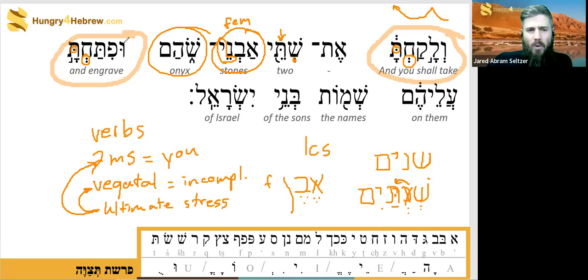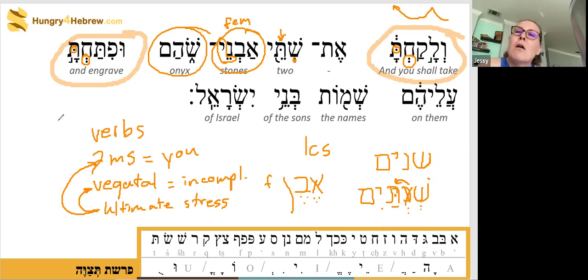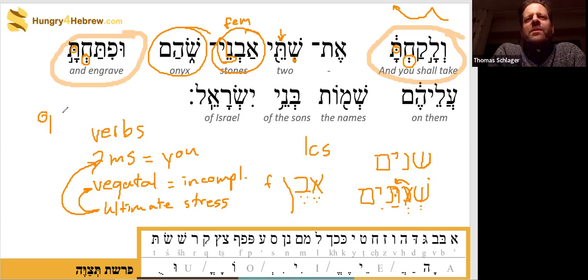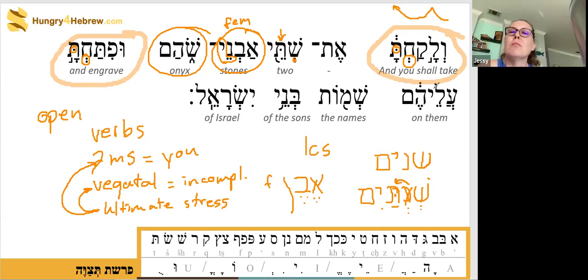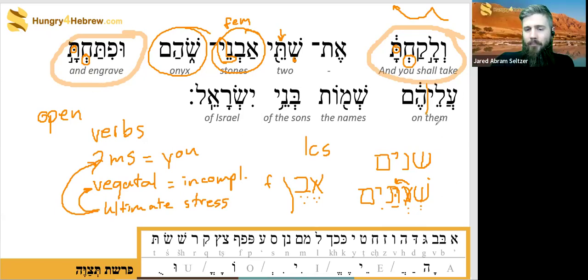What's the root of this word? Ufitachta. Patach. What does it mean? To open. Well, patach to means to open, engrave. Open is in the Kal binyan. Here it's in the Piel. So it's something a little bit more intensive or aggressive. You're opening up that stone just a little bit and you're engraving alehem, upon them.